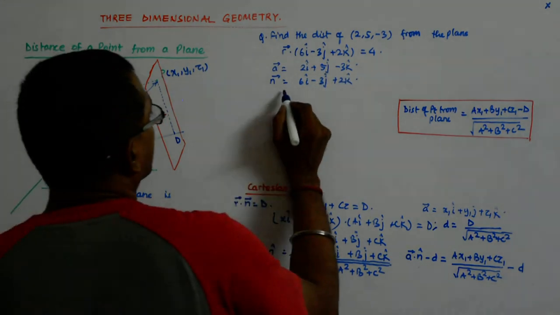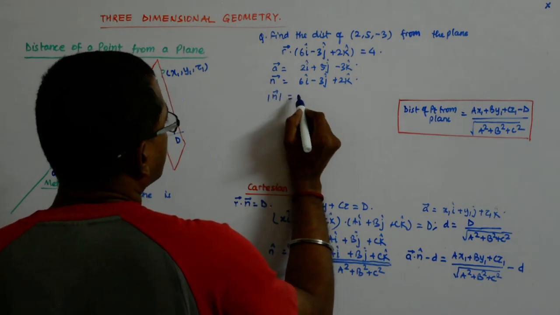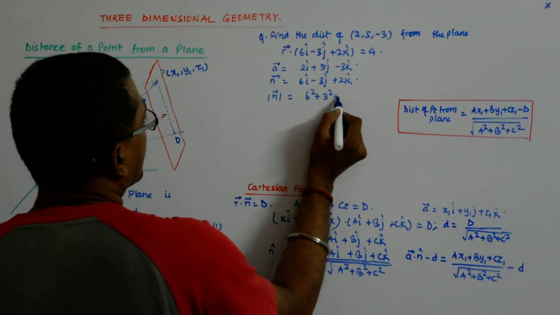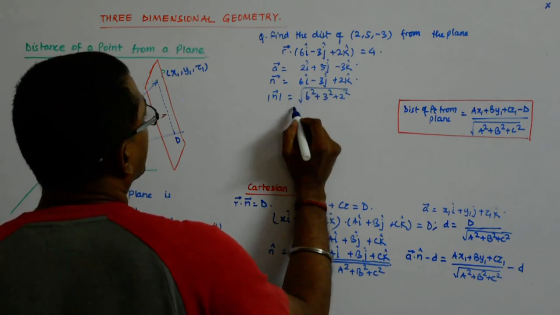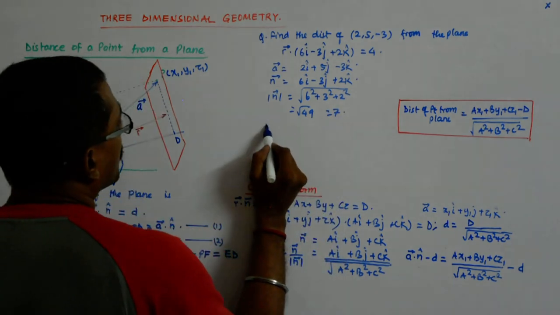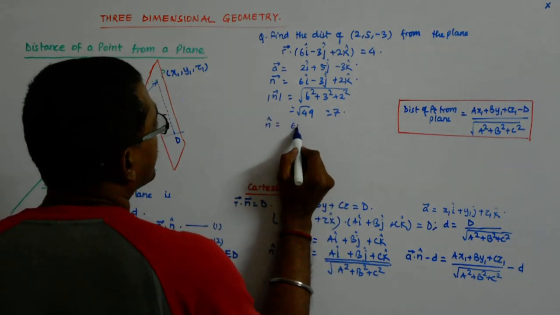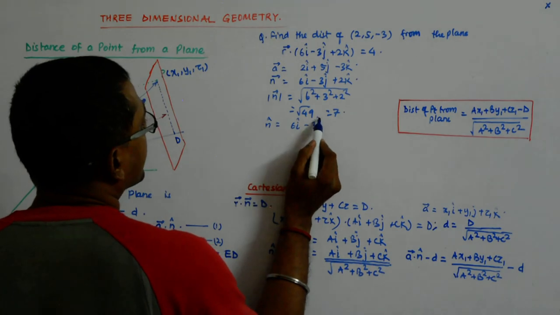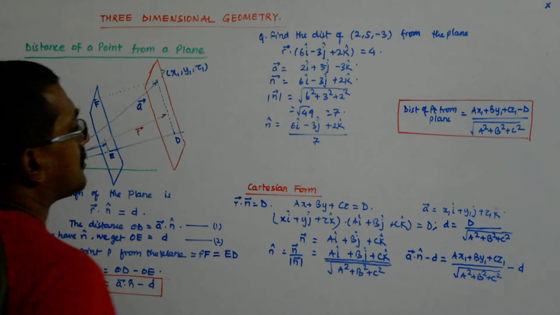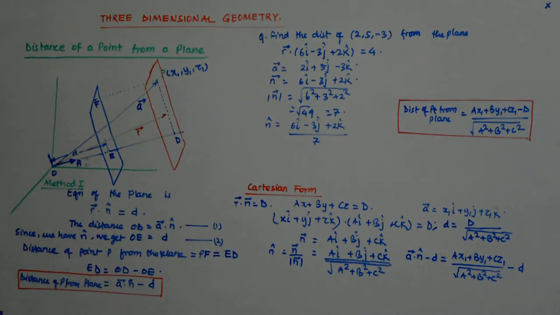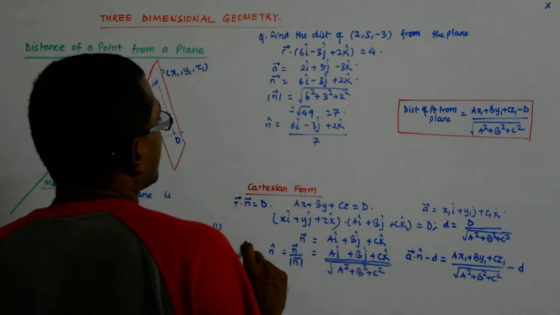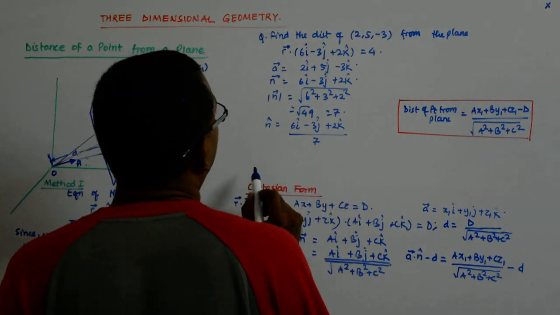Okay? Now what is my mod n? That is root over 6 square plus 3 square plus 2 square, that is 49, that is 7. So what is my n cap? 6 i cap minus 3 j cap plus 2 k cap divided by 7. That's my n cap. Correct? What next? So n cap is that.